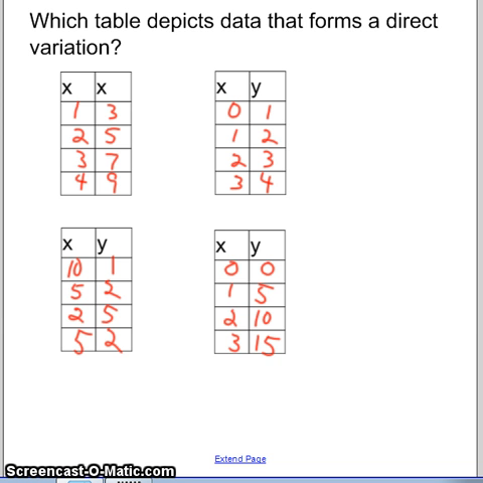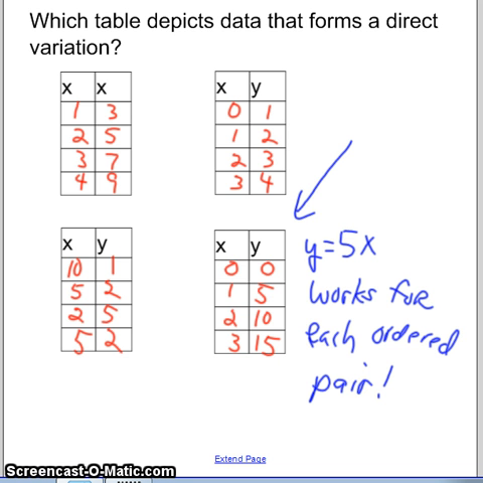We can get a data table, and they can ask you for the one that depicts a direct variation. Since it always has to be y equals kx and go through the origin, we're looking for the one where every x is multiplied by the same number to get to y. The one that works is this table down here because every x is multiplied by 5.